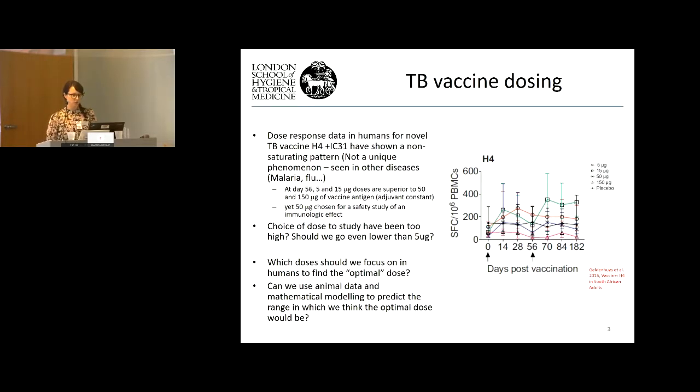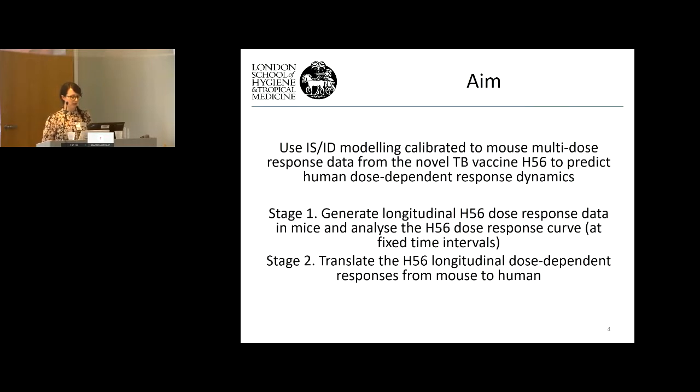So which dose should we be choosing to study from this vaccine? Have we been choosing vaccine doses that have been too high, or should we have been going with lower ones, for example 5 micrograms? Our idea was to take the animal dose response data and use mathematical modelling to predict what range we should be testing in humans, a translation from animal to human. So the aim here was to use ISID modelling calibrated to mouse multi-dose response data from the novel TB vaccine H56 to predict the human dose response dynamics.